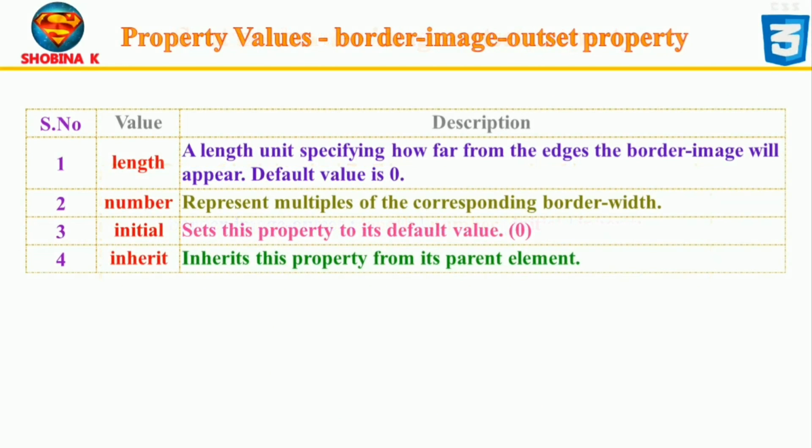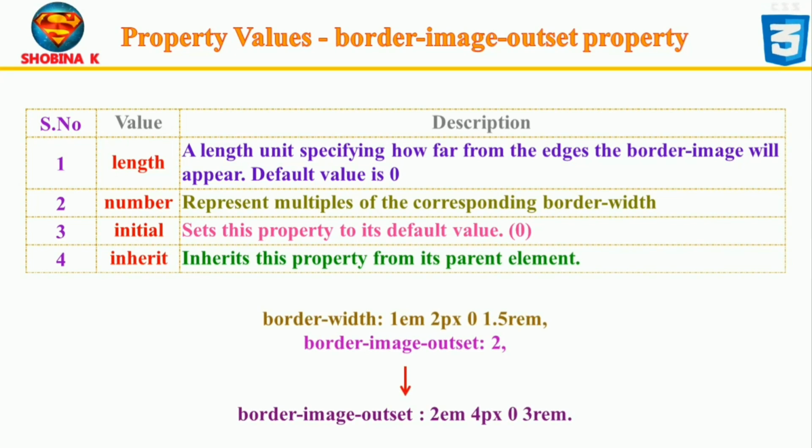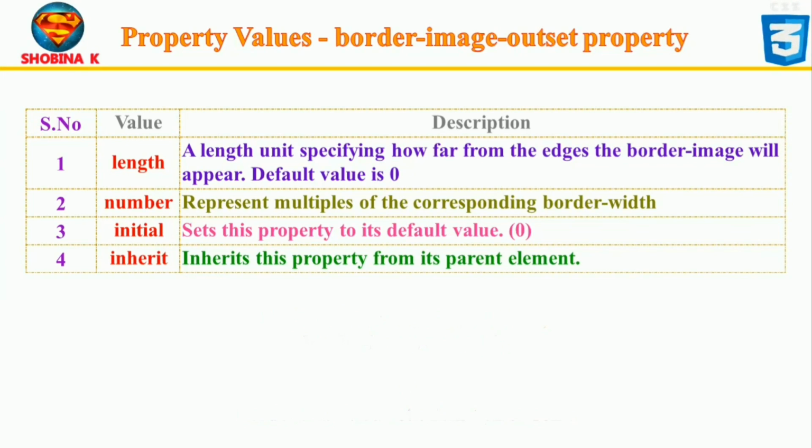A length is the size of the border image outset as a dimension, and it is a number with unit. That is, the length value specifies a fixed amount, for example 1 em. The value number represents the multiples of border width. For example, if an element has border width as 1 em, 2 pixel, 0 and 1.5 rems, and the border image outset is set to 2, the final border image outset would be calculated as 2 ems, 4 pixel, 0 and 3 rems. The initial will set this property to its default value.